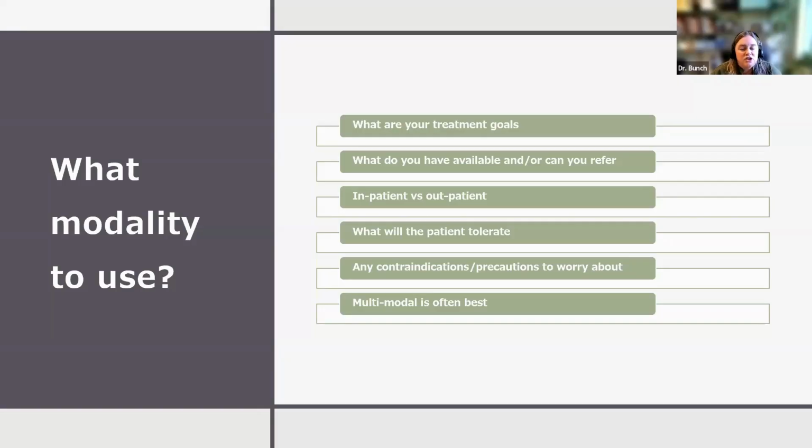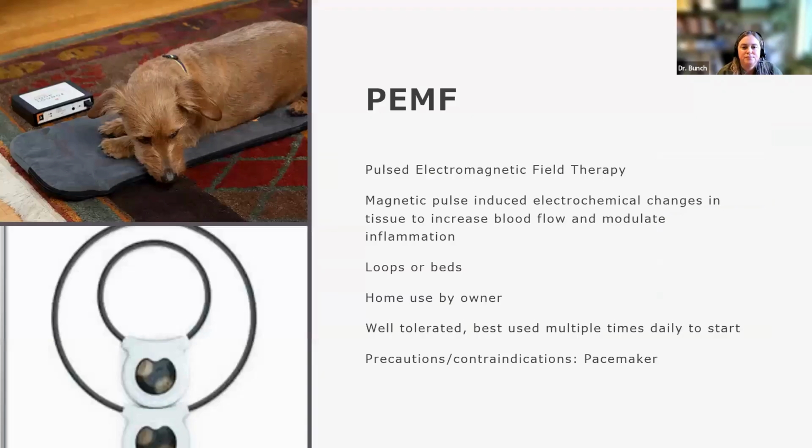Are there any contraindications or precautions we need to worry about? It's always something we need to consider. We do no harm, right? And then remembering multimodal is best, right? That is going to be our best option, a combination of ways to approach this.